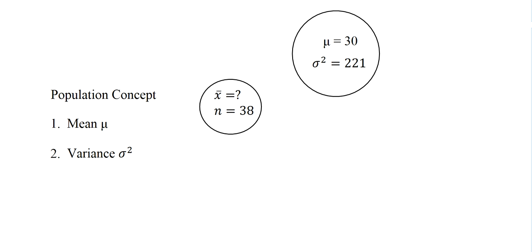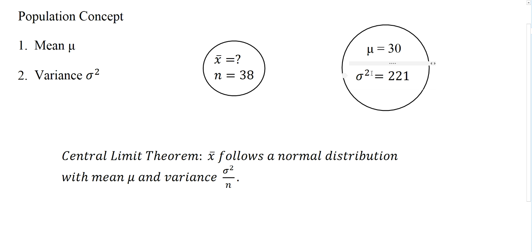The central limit theorem tells you the distribution of those x bars. In other words, it says x bar follows a normal distribution with mean the same as the population mean, mu, and the variance as sigma square over n. And this distribution is actually an asymptotic distribution. That means it approximately follows that distribution.